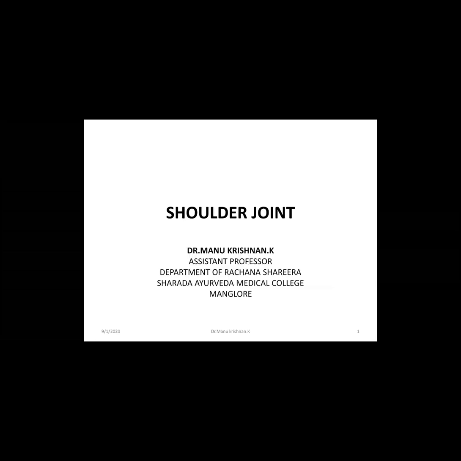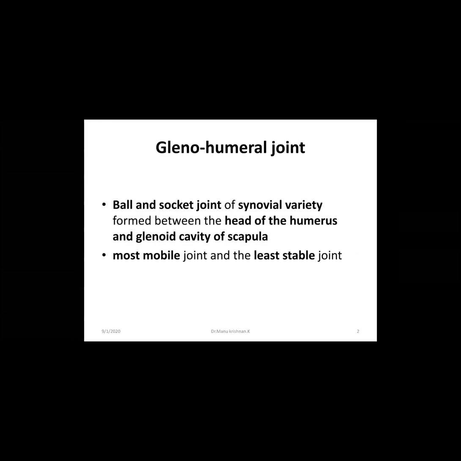So the shoulder joint is a synovial variety of ball and socket joint. And we have seen the different types of synovial joints yesterday. In that, the last one was the ball and socket joint, which has some peculiar features. It has a very high degree of mobility, and it is formed between the head of the humerus and the glenoid cavity of the scapula. So you'll be knowing about the shoulder joint.